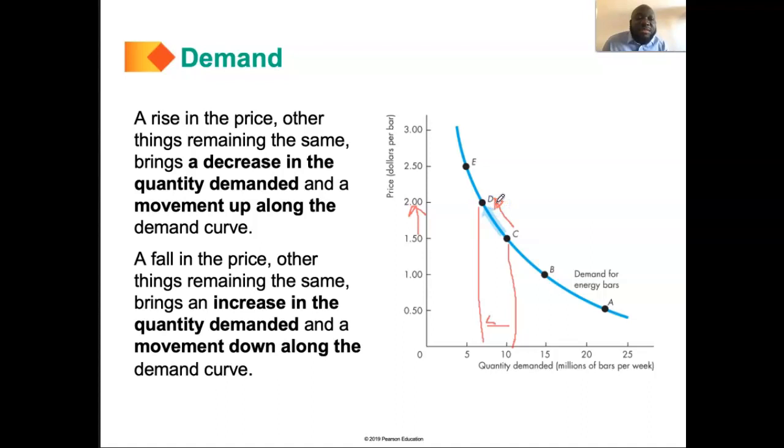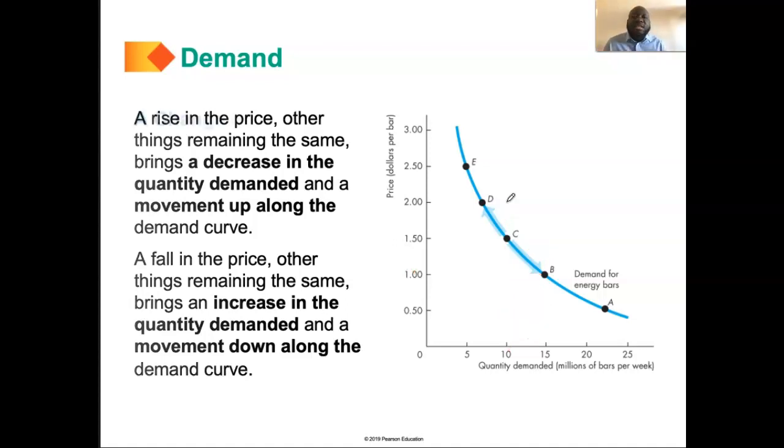And conversely, when there's a fall in price, there's an increase in quantity demanded, and there's a movement down along the demand curve. So if price decreases from $1.50 to $1, people actually buy more because it's relatively cheaper, and quantity demanded increases. So we move from point C to B, and that is a change in quantity demanded. That is not a change in demand, but a change in quantity demanded. A change in quantity demanded, listen carefully, has to do with a change in the price of the good itself.